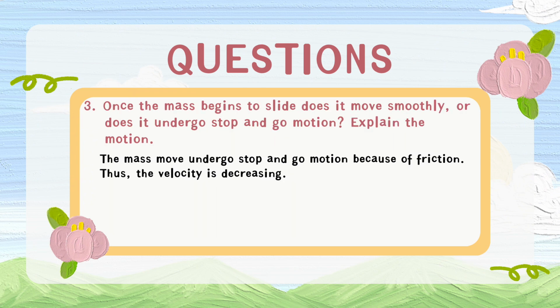Number 3. Once the mass begins to slide, does it move smoothly or does it undergo stop and go motion? Explain the motion. The mass undergoes stop and go motion because of friction. Thus, the velocity is decreasing.